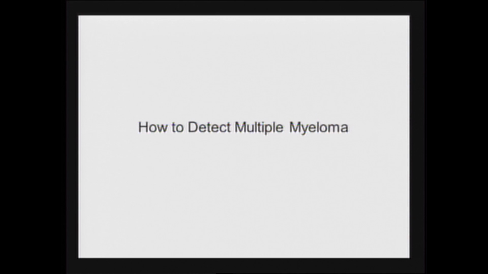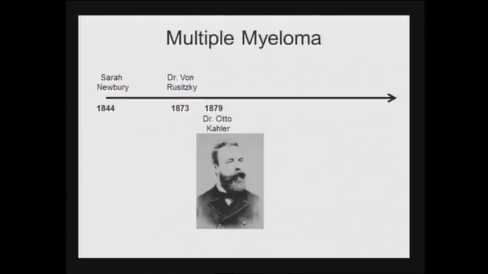So then you get susceptibility to infection because you've only got one type of B cell developing instead of many different types, which we need to fight off many different types of infections. Okay, so how do we detect multiple myeloma?